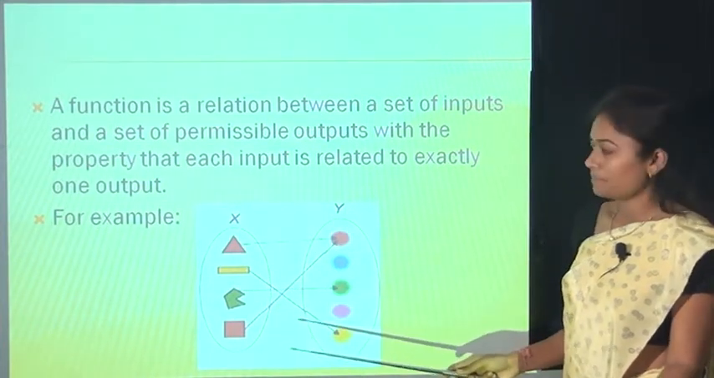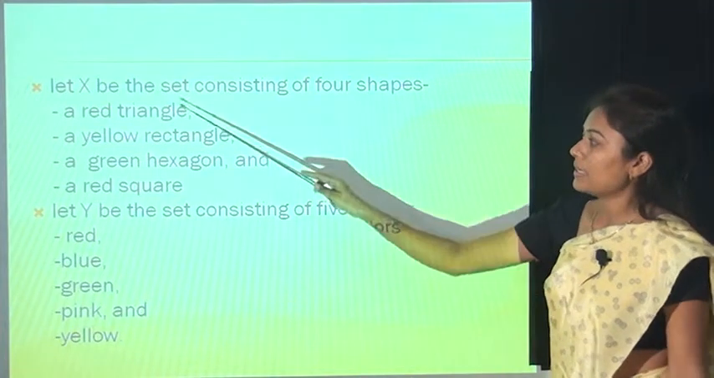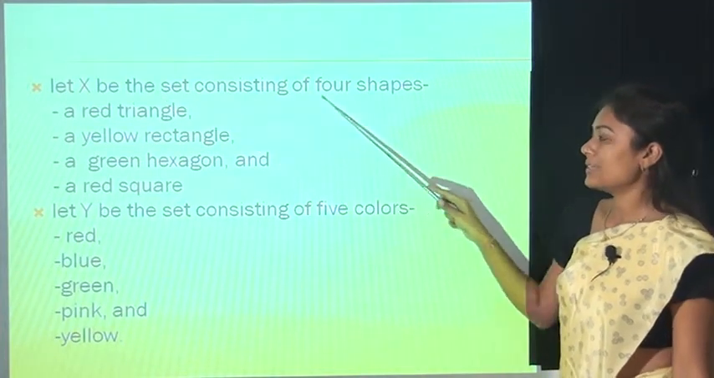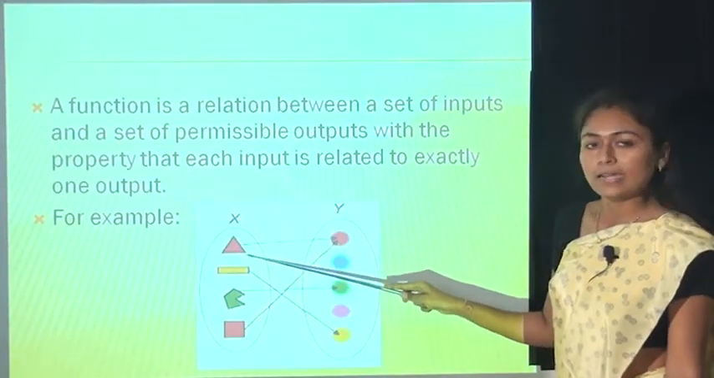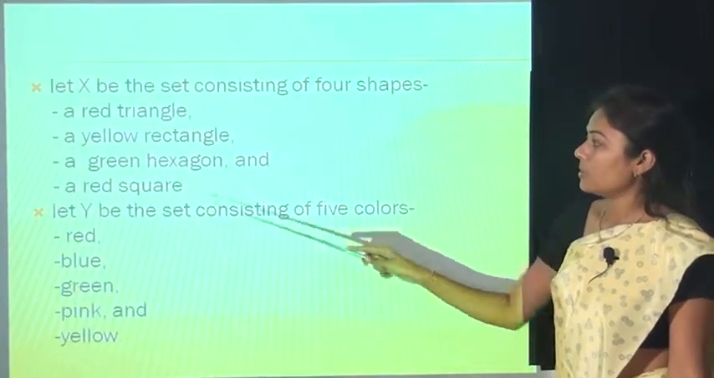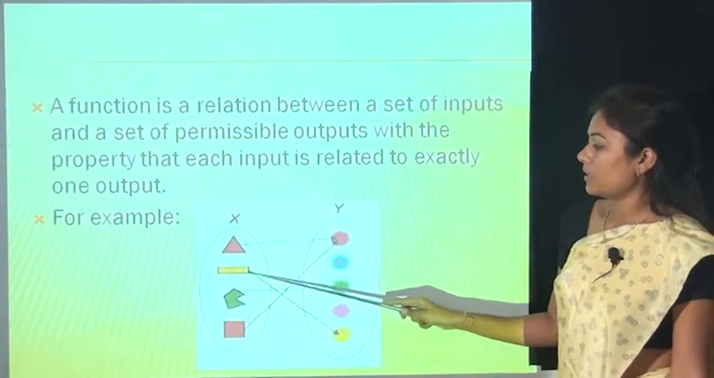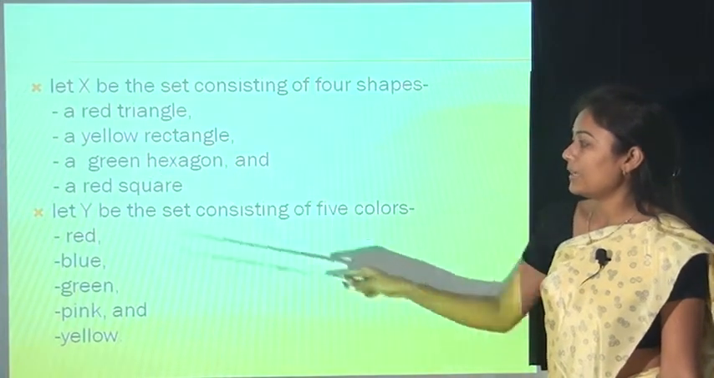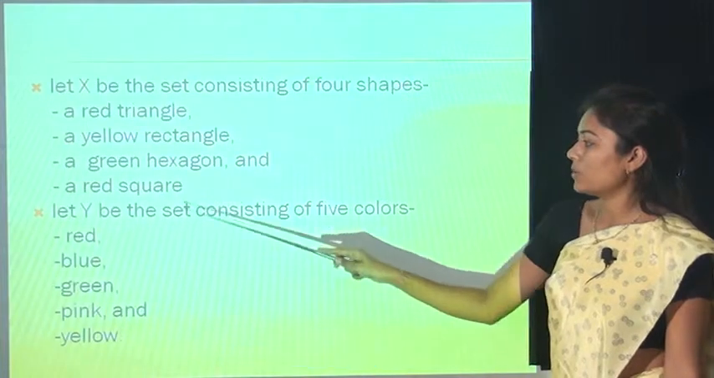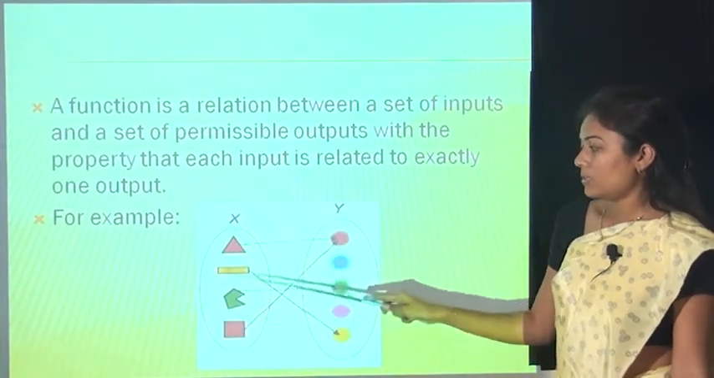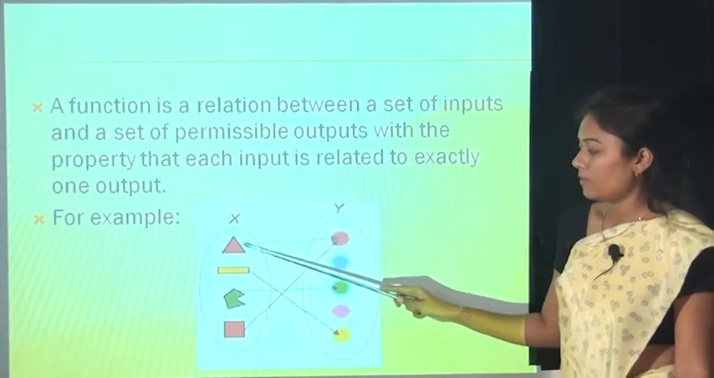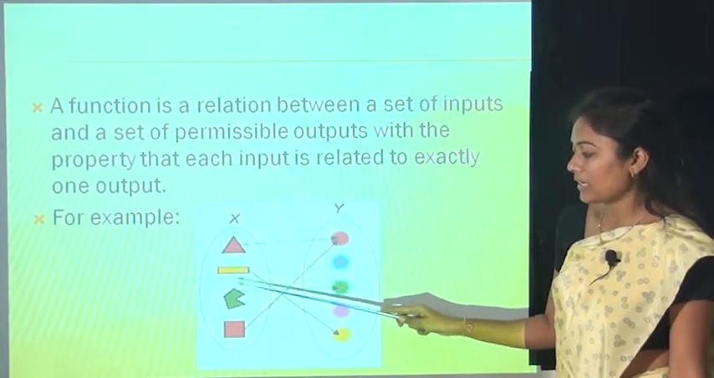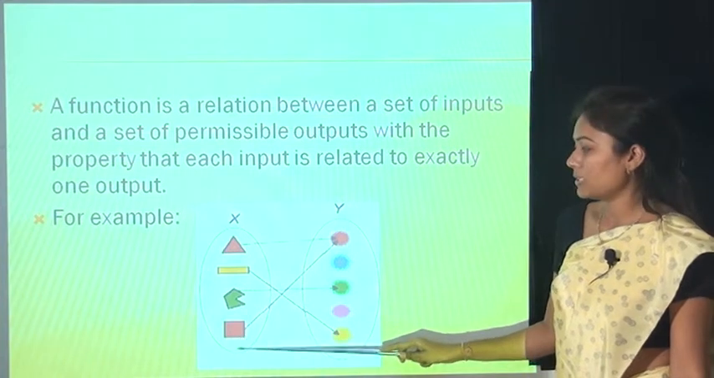In set X, you can see that let X be the set consisting of four shapes. First, a red triangle, second, a yellow rectangle, then a green hexagon, then fourth, a red square. That means set X contains four shapes: first triangle, second rectangle, third hexagon and fourth square.